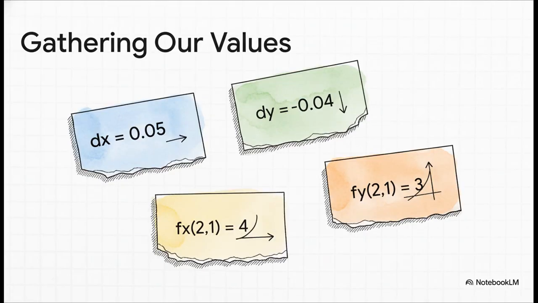First things first, let's gather our ingredients. The change in x, our dx, is just 2.05 minus 2, so that's 0.05. The change in y, dy, is 0.96 minus 1, so that's negative 0.04. Got it. Now for the partials. The partial with respect to x is 2x, and at our point (2, 1), that's just 4. The partial with respect to y is even easier, it's just 3. Okay, we've got everything we need.